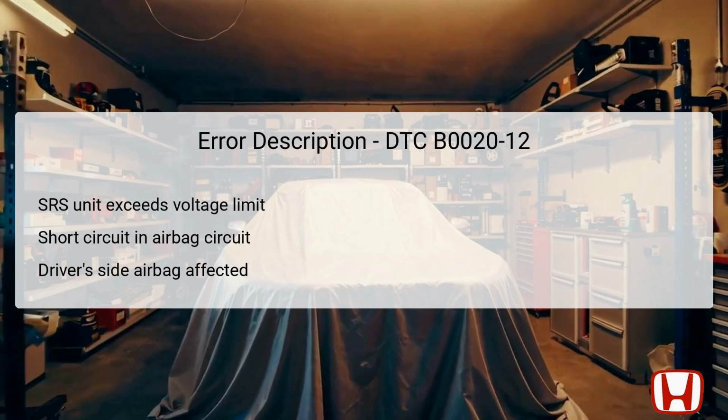The SRS unit, located beneath the dashboard, plays a crucial role in monitoring airbag functionality and detecting malfunctions. It continually assesses voltages in various circuits to ensure they remain within safe operating ranges. When the SRS unit detects an abnormal voltage, it stores the DTC and will often trigger warning lights on the dashboard, indicating a need for immediate attention. Thus, understanding the functions of these components is essential for accurate diagnostics and subsequent repairs.